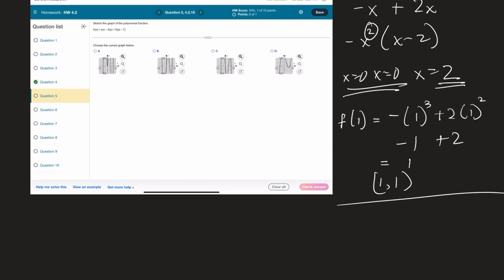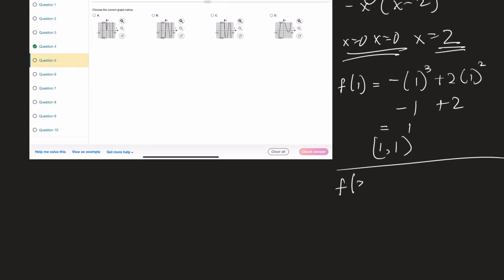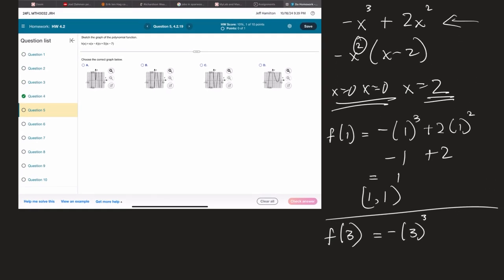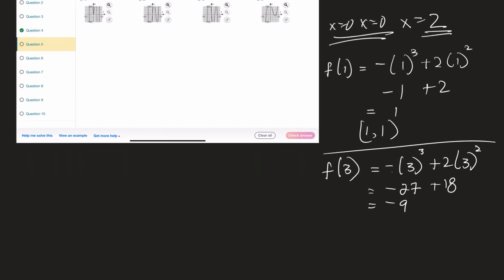And then another point on the graph was I figured out what the value of the function is when x is 3. So again, negative, and I plug in 3 everywhere I see an x into that original equation, plus 2 times 3 squared. 3 cubed is 27 times negative would be negative 27. 3 squared is 9 times 2 is 18. And negative 27 plus 18 is negative 9. So the other point that I used was 3 and negative 9.